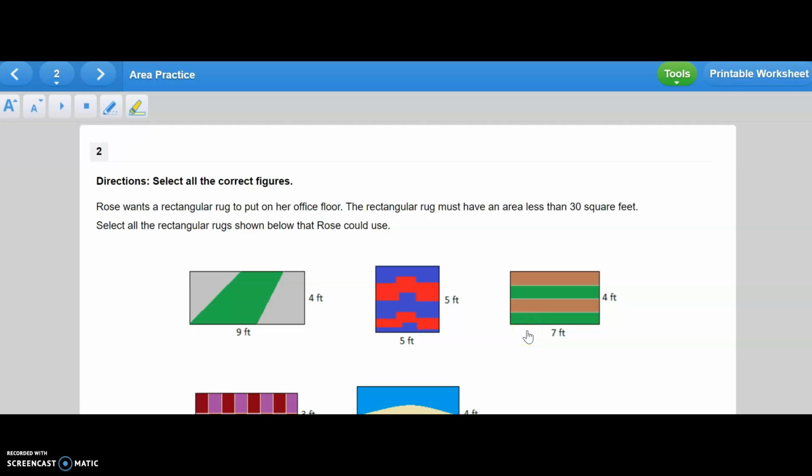Number 2. Rose wants a rectangular rug to put on her office door. The rectangular rug must have an area less than, I'm going to highlight that, less than 30 square feet. Select all the rectangular rugs shown below that Rose could use. So I'm looking for any that have an area less than 30 square feet. Remember, area is length times width. Now I'm going to go through a couple of them and then you will have to look at the others.